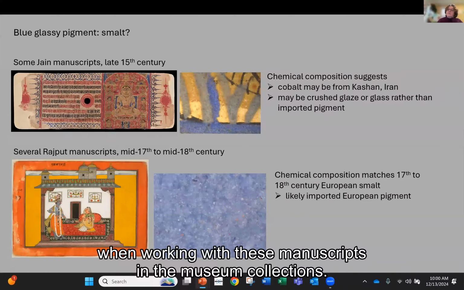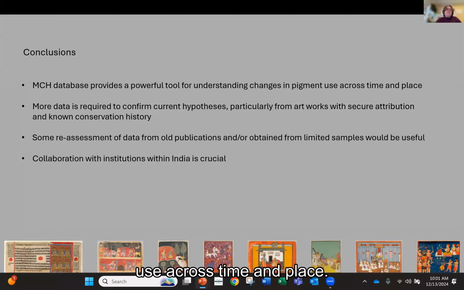So I hope this has given you a rather rapid overview both of some of the work we've been undertaking at the Harvard Art Museums and also of what's possible with the Mapping Color and History database. It provides a very powerful tool for understanding changes in pigment use across time and place.